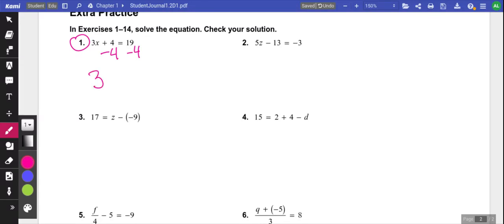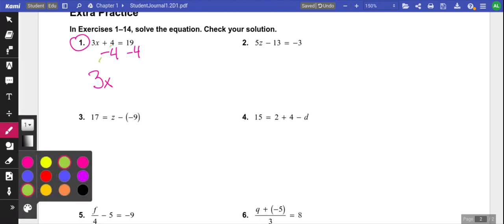Okay, so we end up with 3x, this plus 4, and then minus 4. So if you have a positive 4 and subtract 4, it cancels out. So that would just be 0. Go back. All right, so 3x is equal to 19 minus 4, which is 15. All right, we've almost isolated that variable.